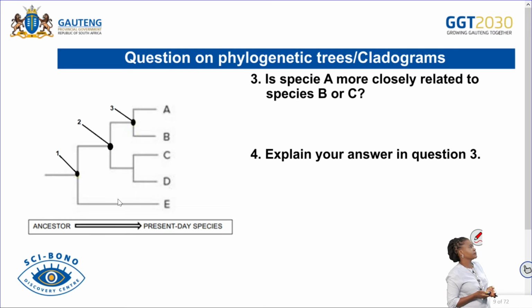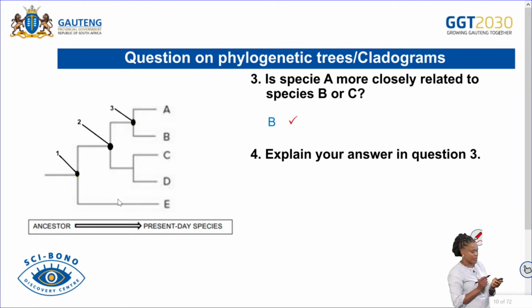Now let's move forward. The third question, still based on the diagram here, is: is species A more closely related to species B or C? Which one of the species is more closely related to species A? That is very, very simple. Both A and B are coming from what? From the common ancestor. So the answer will be B. Species B is more closely related to species A as compared to species C.